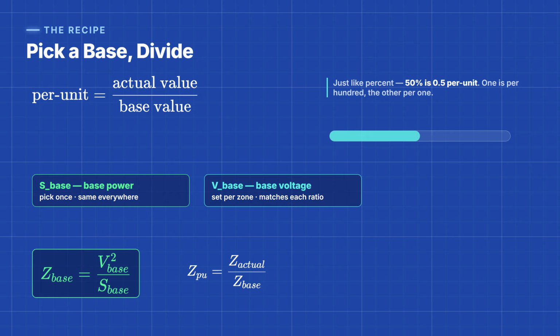One is per 100, the other per 1. You only get to choose 2. A base power for the whole system. Pick it once, and it's the same everywhere. And a base voltage, which you set in each zone, to match each transformer's ratio. Everything else follows. From those two, your base impedance is the base voltage squared, divided by the base power. Divide any real impedance by that, and you get its per-unit value. And here's the part that pays off. Let's work it out, with each part's math right under it.